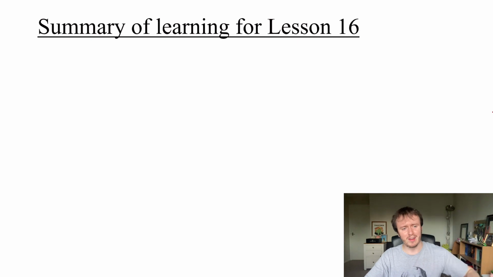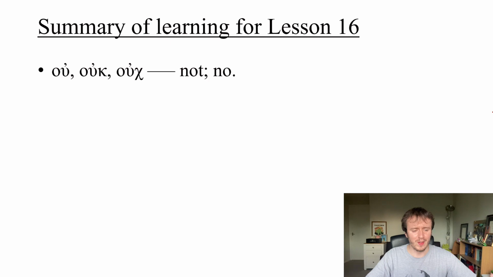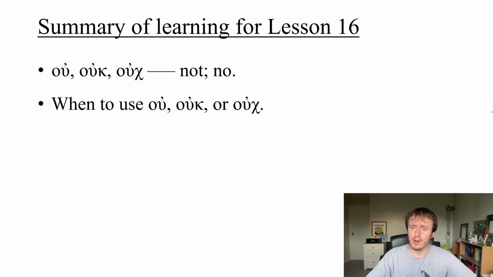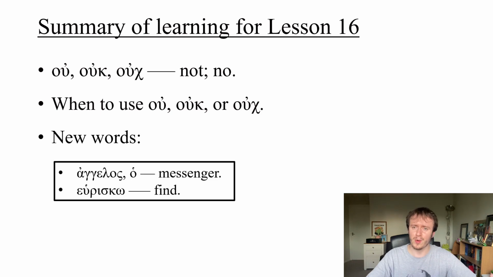So, to wrap up the lesson, here is a summary of our learning for lesson 16. We have learned that the word ou, ouk, or ouch means not or no. Depending on the context, it can mean not or no. And we also learned when to use ou, ouk, or ouch. We use ou if the next word begins in a consonant, we use ouk if the next word begins in a vowel with a smooth breathing, and we use ouch if the next word begins in a vowel with a rough breathing. And we also met a couple of new words.